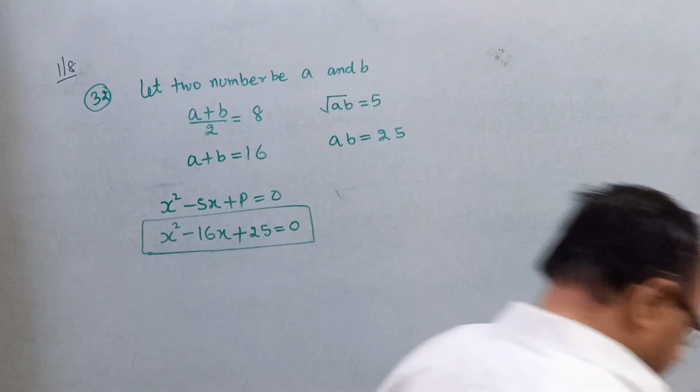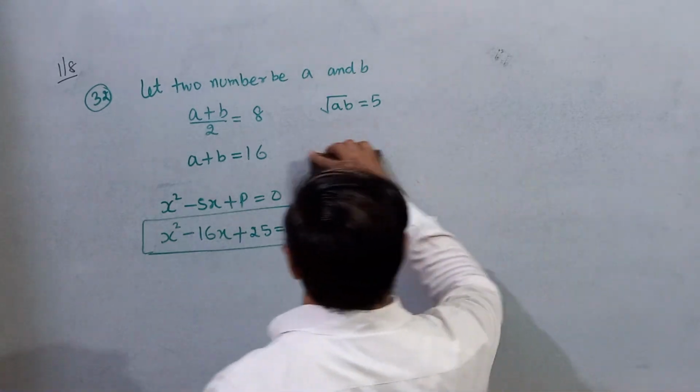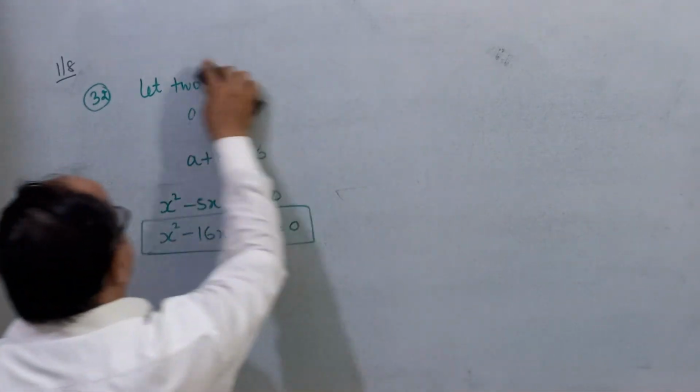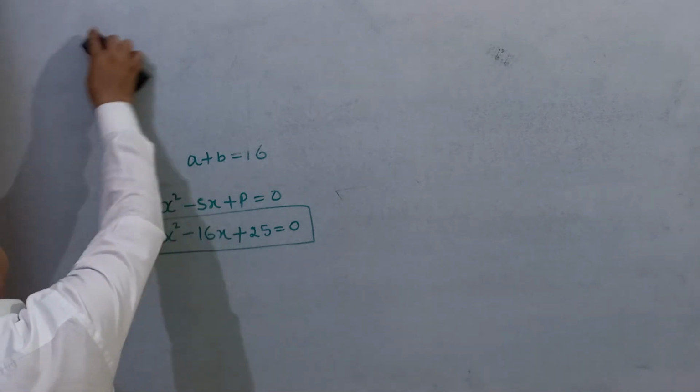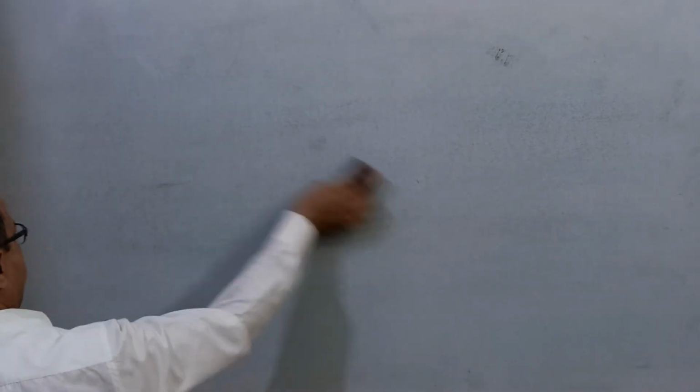Your homework: complete this exercise 9.3. Try to solve all the questions in the copy, because they are very important exercises. In this exercise, questions number 18 to 29 are all very, very important questions, correct? And try to solve the examples also, and maintain your fair copy regularly, daily, correct? Thank you.